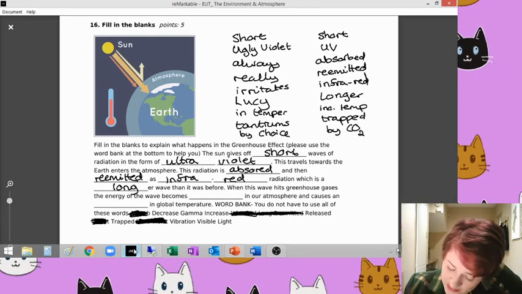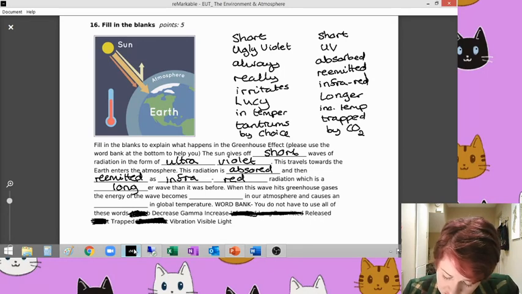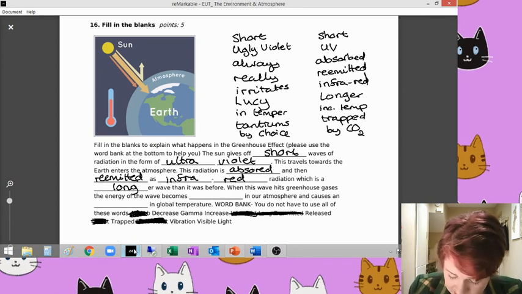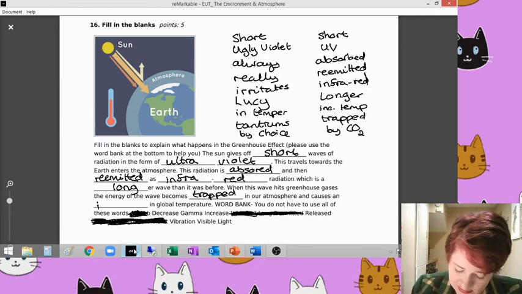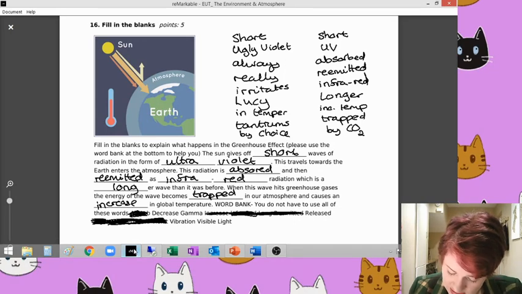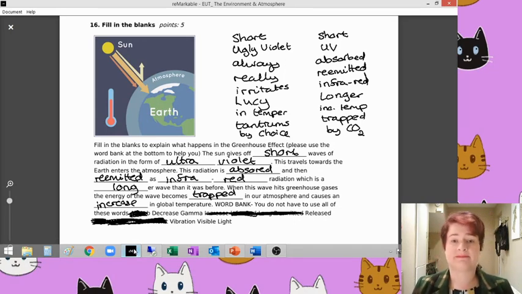Than it was before. When this wave hits greenhouse gases, the energy of the waves becomes trapped. Yeah, trapped is the next on our remembering thing. And that makes sense in terms of the sentence. In our atmosphere and causes an something in global temperature. I'm going to go increase. So let's get rid of increase in global temperature. And then that's the word.